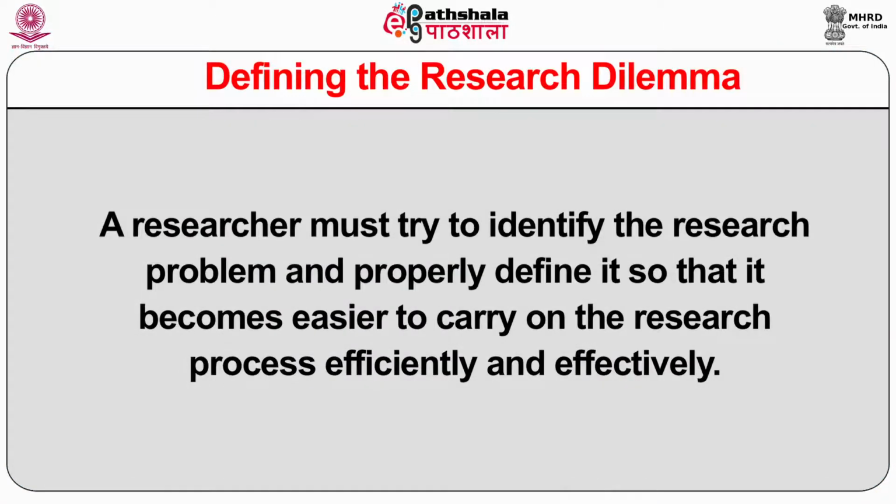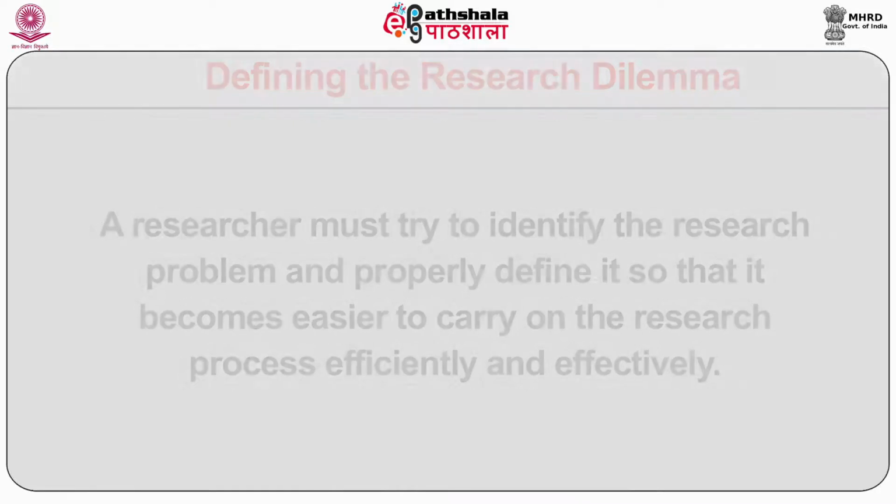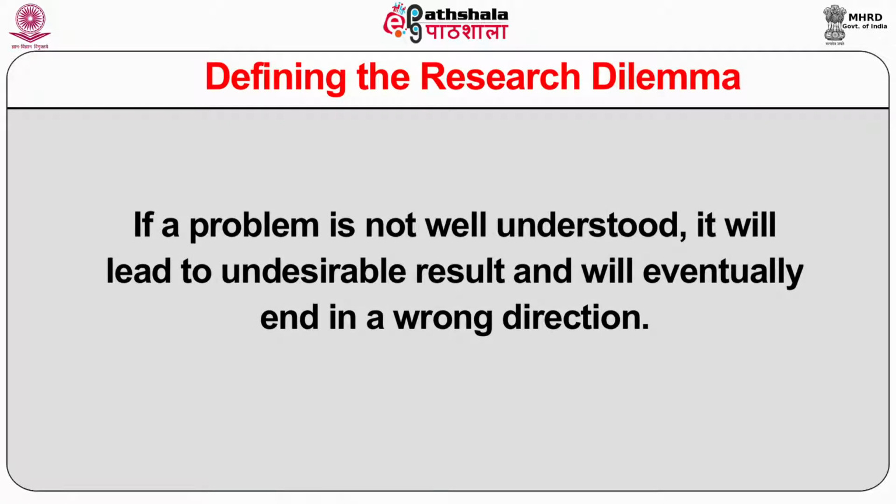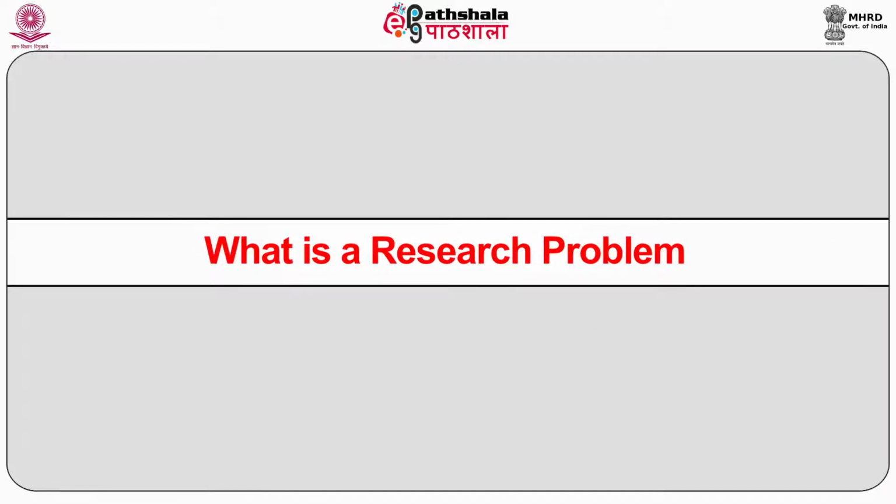Selecting and elucidating a research problem is one of the most important steps while carrying out any research process or activity. A researcher must try to identify the research problem and properly define it so that it becomes easier to carry on the research process efficiently and effectively. For the proper understanding of the problem, a researcher must find out about the problem to be undertaken. If a problem is not well understood, it will lead to undesirable results and will eventually end in some wrong direction. Let's now understand what is the research problem.